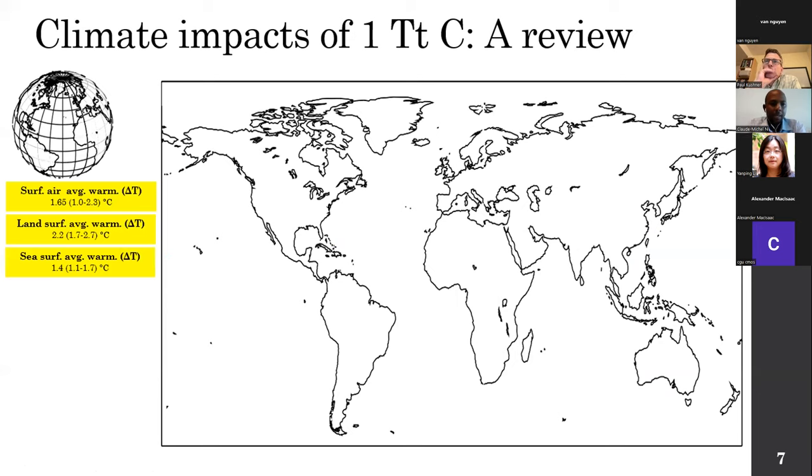At the global scale, we find that global warming scales linearly with cumulative emissions, as previously mentioned. It's estimated that the Earth will warm by about 1.7 degrees per trillion tons of carbon. There is also a linear relationship between global land surface warming and cumulative emissions, and the warming for land is slightly higher than the global average. The warming for the sea surface also scales linearly with cumulative emissions, and the estimate is that sea surface warming will be slightly lower than the global average for surface air.